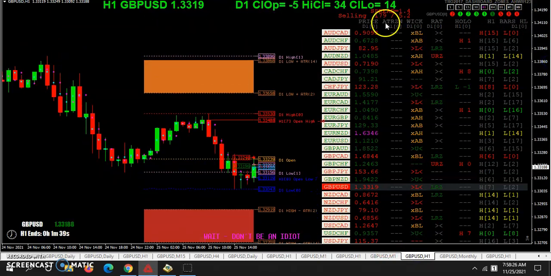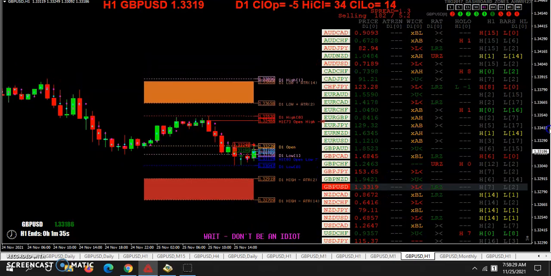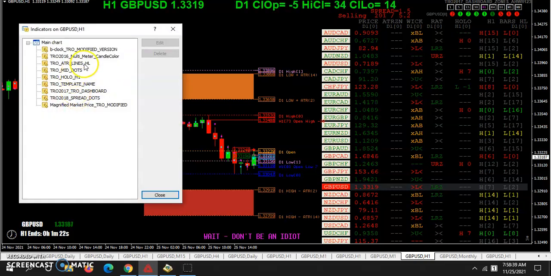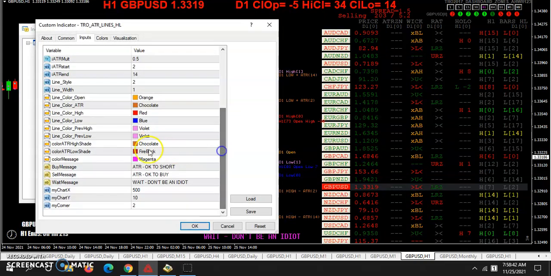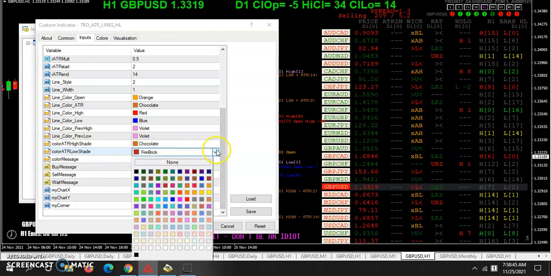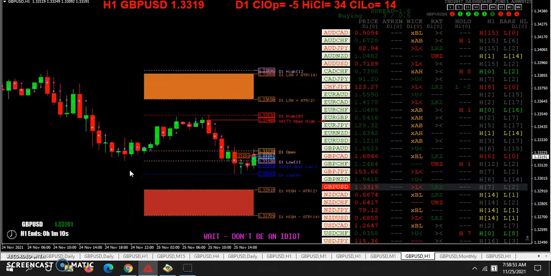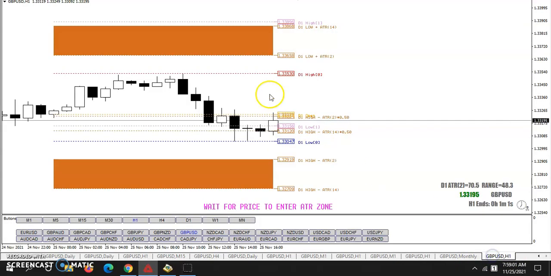And this is my dashboard showing ATR zone. As you can see, nothing was hit. And you can change the colors if you like. So there's ATR high-low. I have fire brick on the bottom as opposed to the chocolate color on the top. So that's TRO, ATR lines, high-low.